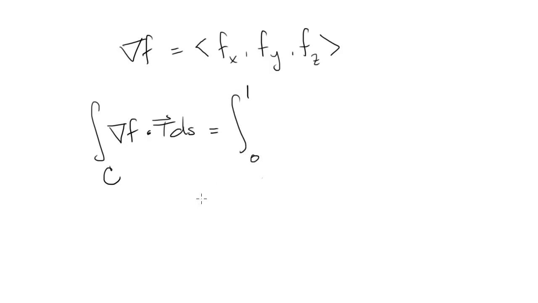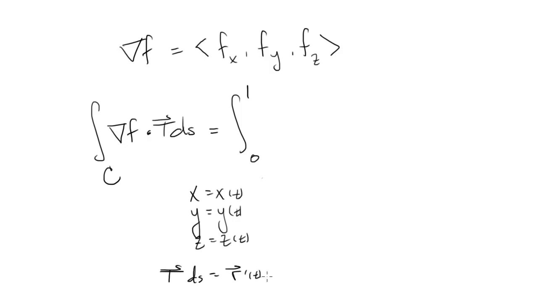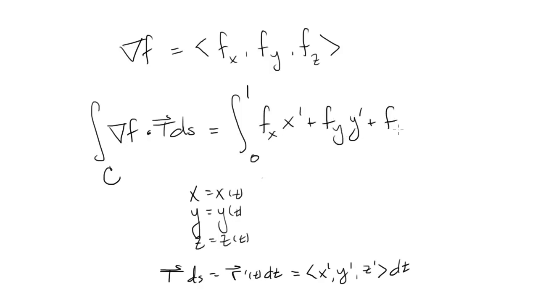Parameterize, say over 0, 1. Parameterization in t. ds, tangent vector, dt. Components x prime, y prime, z prime. Dot it with the gradient, and this is exactly the chain rule.